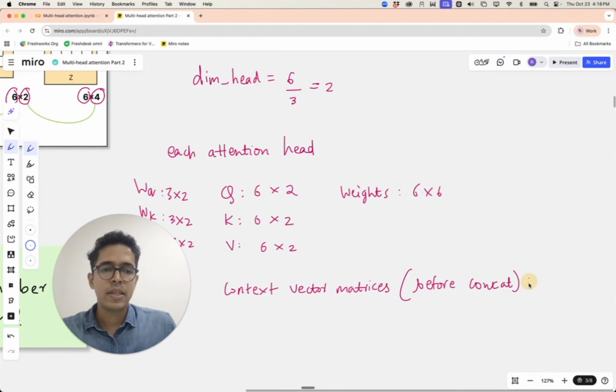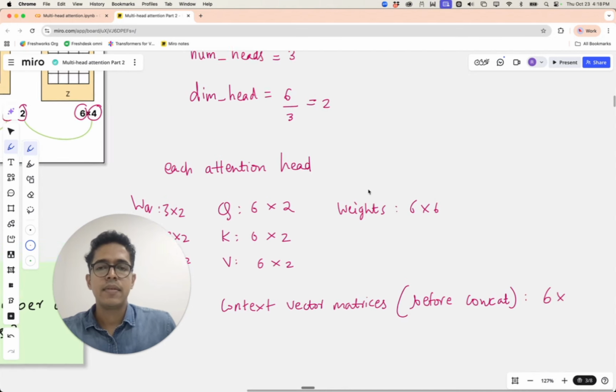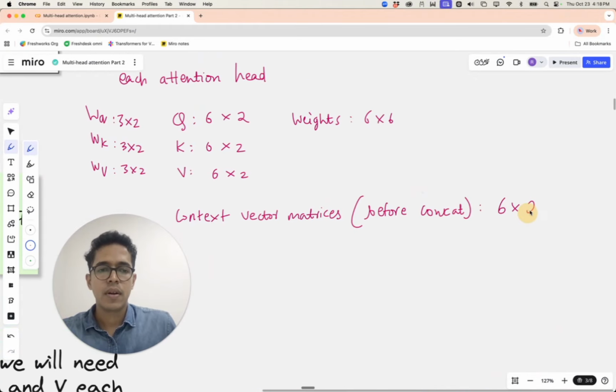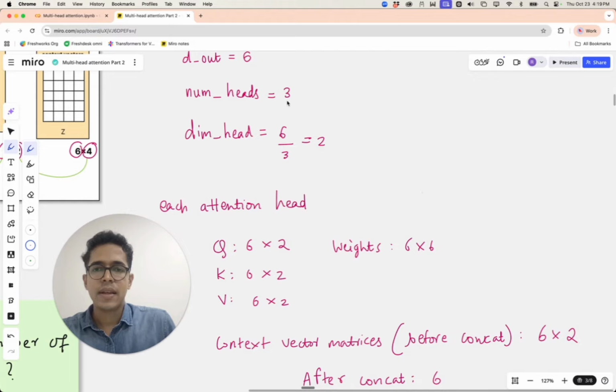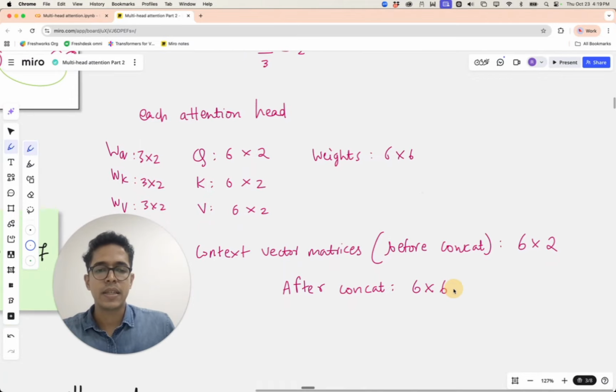What will be the dimensionality of this? There should be 6 context vectors, each with dimensionality equal to 2. And after concatenation, it will become 6 by, there are 3 heads, each of them having a dimensionality 2. So 2 plus 2 plus 2, that will be 6. So after concatenation, this will become 6.